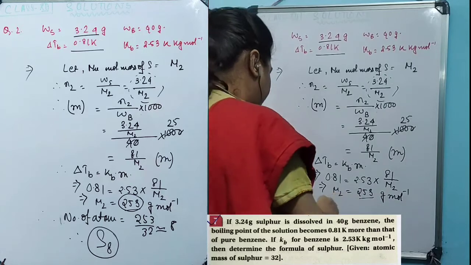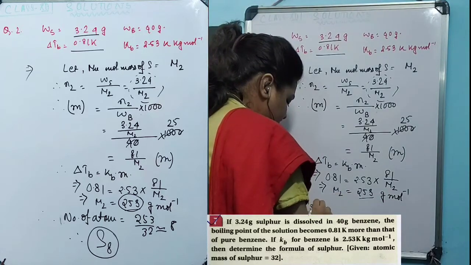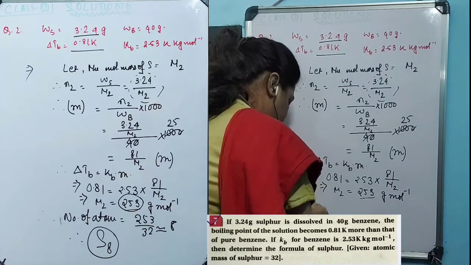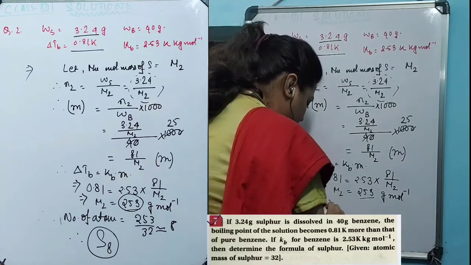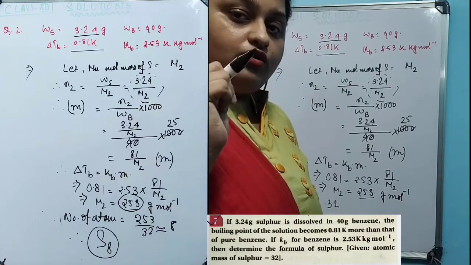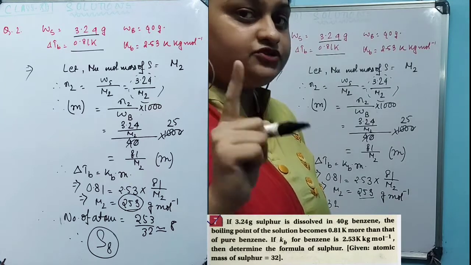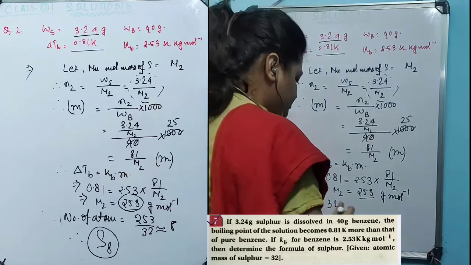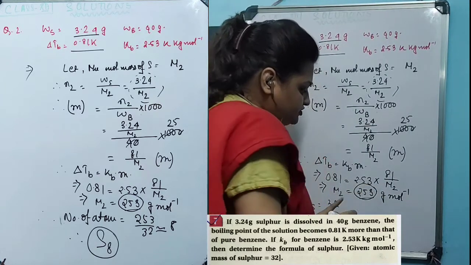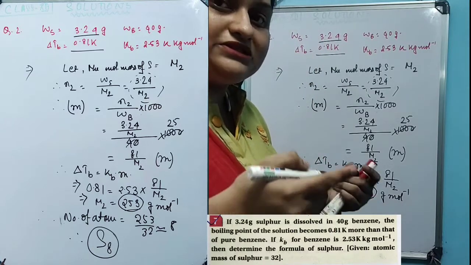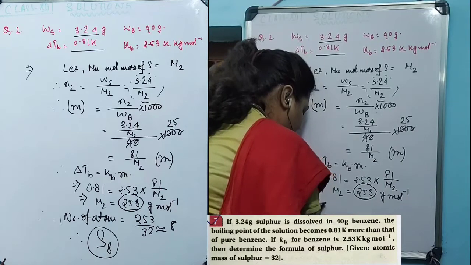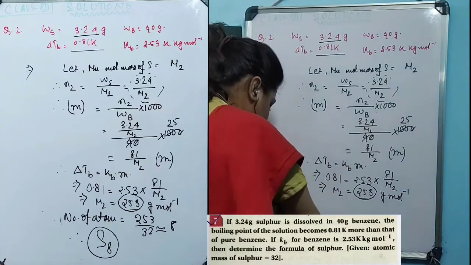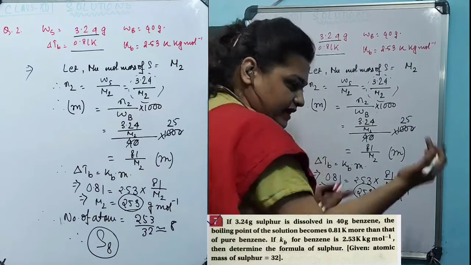There is another piece of information that they had given, that is the atomic mass of sulfur is 32 gram per mole, meaning the mass of one atom of sulfur is 32 gram. So for the molecule having the mass 253, we can find out the number of atoms present in that molecule by dividing the molecular mass by the atomic mass.